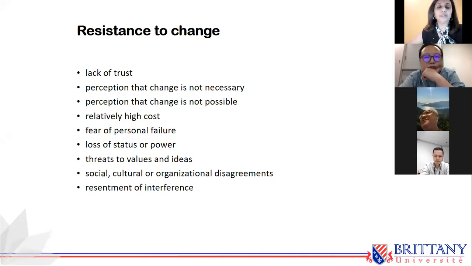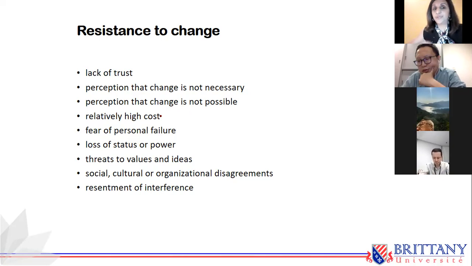There's a perception that change is not possible because there are some strong old timers who are holding all the key positions and you can't break them. So there's just a perception that you are not able to make a change. This is an obstacle, you know. Just imagine that it's in the mind of people, but it can create an obstacle.